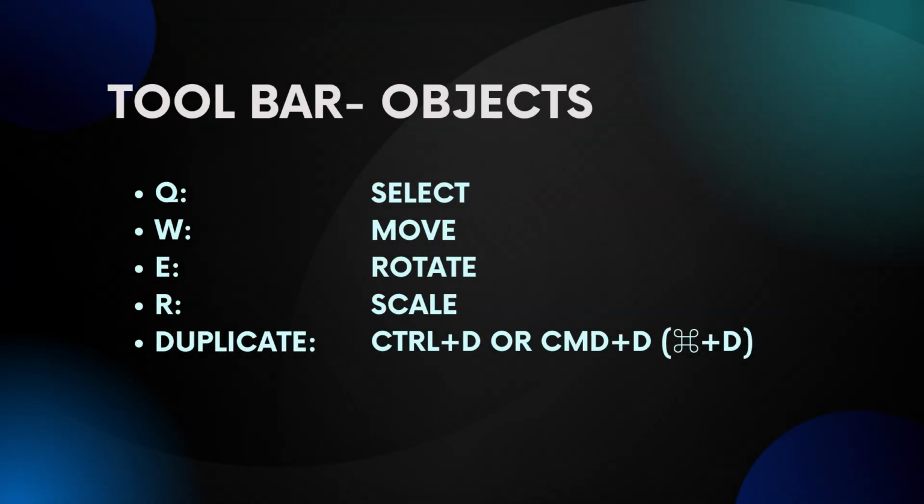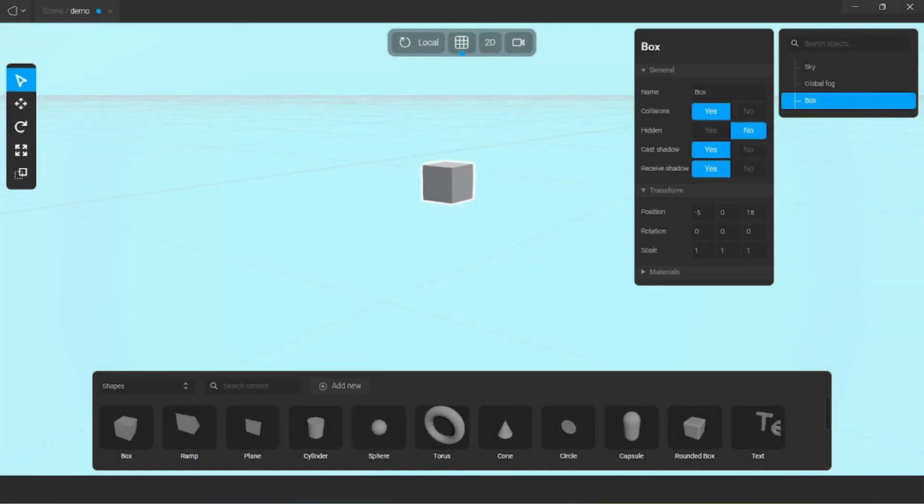Now let's talk about the toolbar on the left hand side of the scene. We do have shortcuts for object transformation, selection, and duplication. However, if you're not familiar with the shortcuts yet, we do have it on the toolbar on the left side. Here you can see that you can hover over the icons and it will show you the function and also the shortcut key for it.